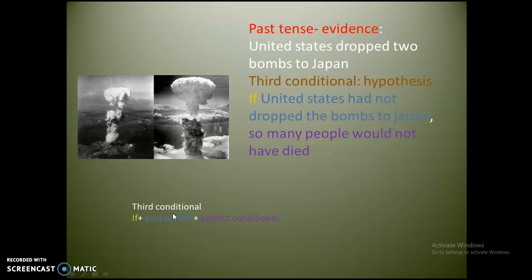Another example. We have the evidence. United States dropped 2 bombs to Japan. We're going to make a hypothesis. If, we have past perfect: United States had not dropped the bombs to Japan. We have perfect conditional: so many people will not have died.